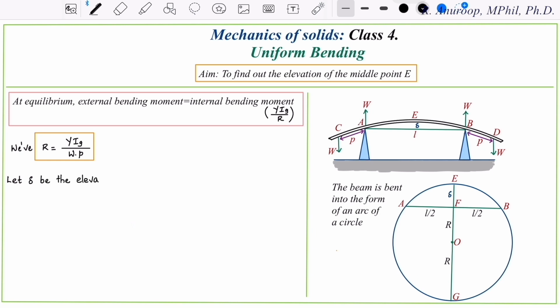In the present case, we have taken delta as the elevation of the middle point. The middle point of the beam before bending is F and after bending is E. So EF represents the elevation of the middle point. Now we can find the elevation of the middle point using the property of the circle.